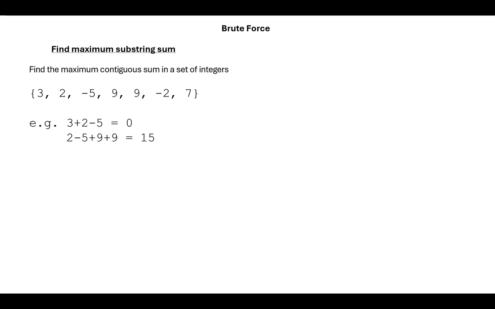Contiguous means next to each other. So in the set of integers you can see here, we can take some examples. We can do 3 plus 2 minus 5 is 0. If we take from 2 to the second 9, we add them together and we get 15. And we want to use brute force to find the largest possible sum.